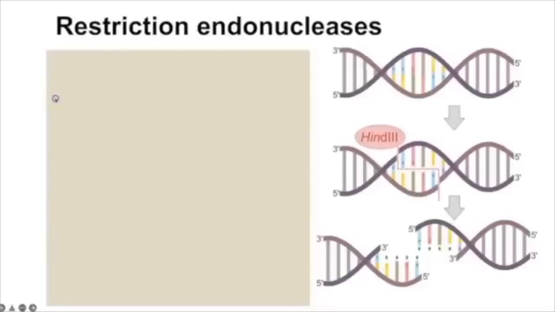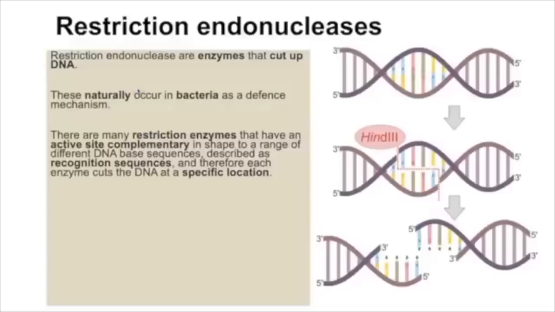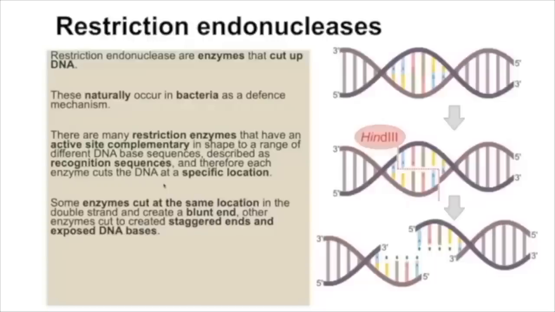The second option is using restriction endonucleases, and these are enzymes that cut DNA. They naturally occur in bacteria as a defense mechanism to cut up the DNA of any invading organisms. And there's many different types of restriction enzymes that have an active site complementary in shape to a particular DNA base sequence. And we call that the recognition sequence or recognition site. And therefore each enzyme will cut the DNA at a particular location.